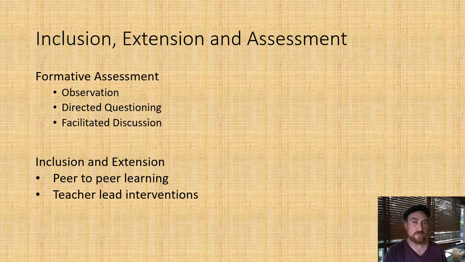Inclusion and extension will mainly be covered through facilitated discussion, either with a more experienced peer teaching a peer that needs additional support, thus reinforcing both of them, or a teacher stepping in to help solve problems that the group's struggling with.